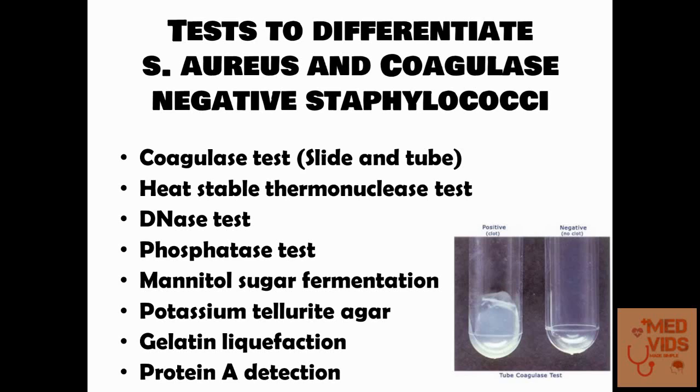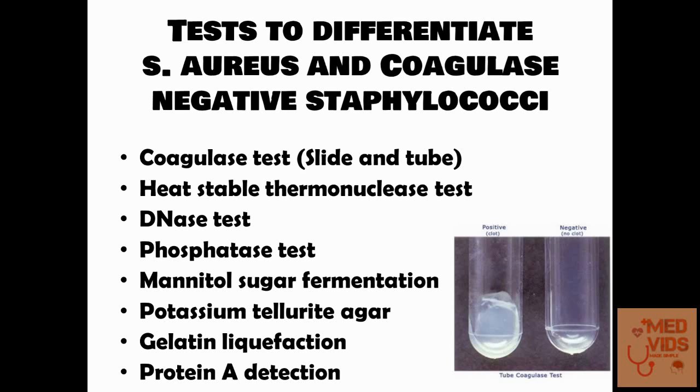Now here you can see the presence of clot in tubes indicates coagulase positive by tube coagulase test, whereas if clots are not present, it is negative on tube coagulase test. Now I'll tell a little bit about coagulase test in the next slide. Heat stable thermonuclease test is positive in case of Staphylococcus aureus, whereas negative in case of coagulase negative Staphylococci.